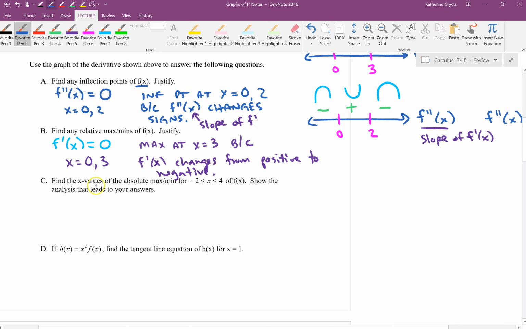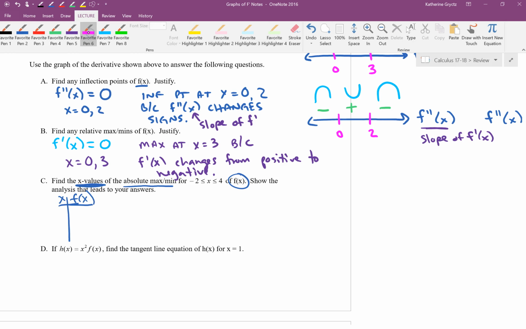So C says to find the x values of the absolute max and the absolute min from -2 to 4 of f of x. So note here, we're going to make sure we answer the questions. This time they want the x values of the absolute max and min for f of x, and they give us an interval. So we know a method. Anytime that we're asked to do absolute max and mins, we're going to make ourselves an X, Y chart. But we have to pay attention to what our Y is. And this time, we're finding the absolute max or min of f of x. So that's what our Y is.